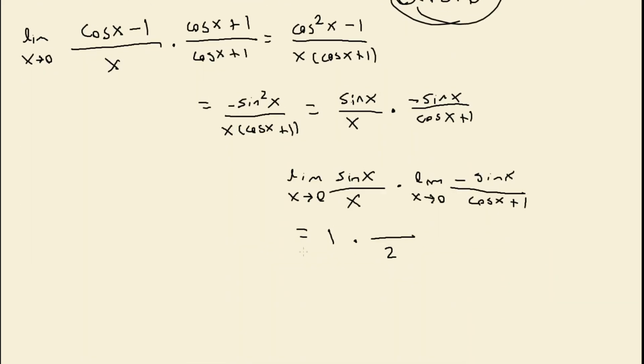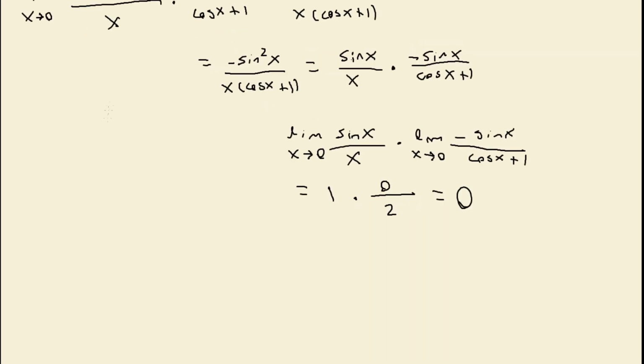And so we have that the limit of cosine of x minus 1 over x is equal to 1 times 0 over 2, which is just 0. So we have just shown that the limit as x approaches 0 of cosine of x minus 1 over x is equal to 0.